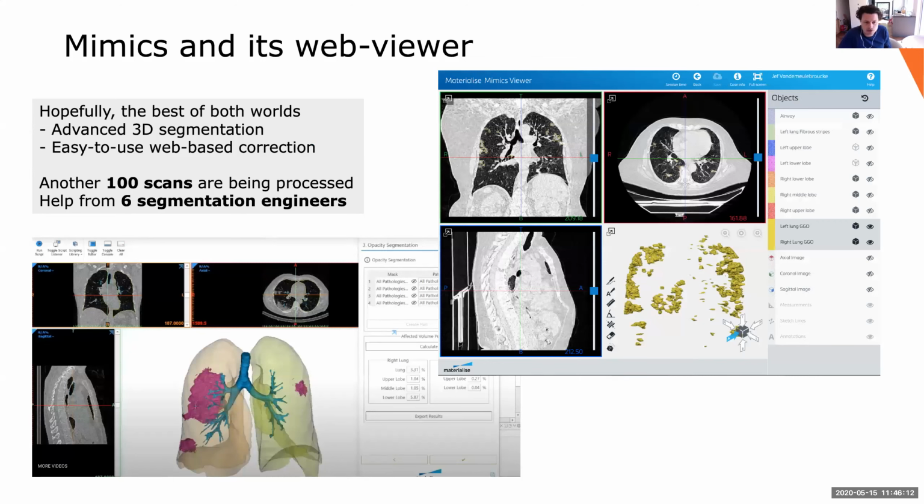I'm showing some screens here of, on the left, the more advanced software where you have a lot of possibilities. And on the right, the simplified interface that allows inspection of the findings. So it's still work in progress. We're doing another 100 3D scans, and in this case, we're getting really help from the company because they are dedicating segmentation engineers. I don't think outside of a crisis setting, you would get that offered for free.